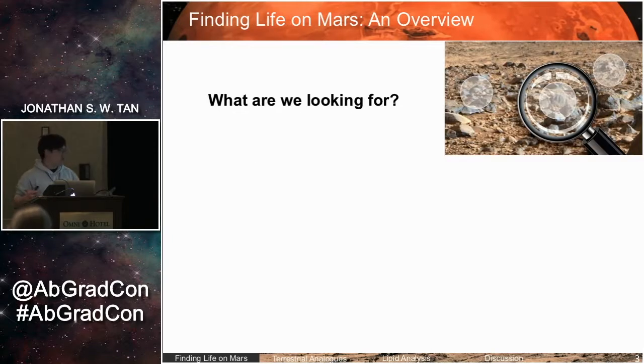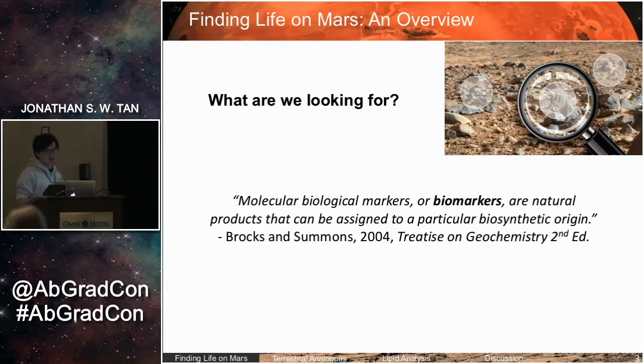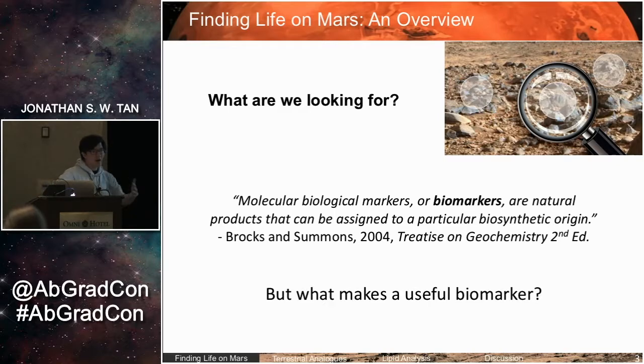So first thing we need to ask ourselves is, what are we looking for? Because there's no point spending billions of dollars on a rover to send to Mars when we don't know what we want to find. So the answer to that is, of course, biomarkers, which Bradley has kindly told us, and the definition of which is here. But the question is, what makes a useful biomarker? How do we learn to choose what biomarker we want?